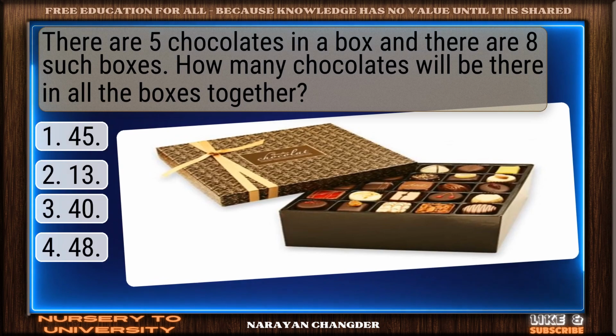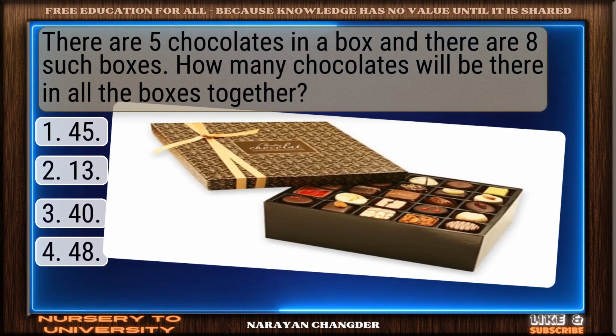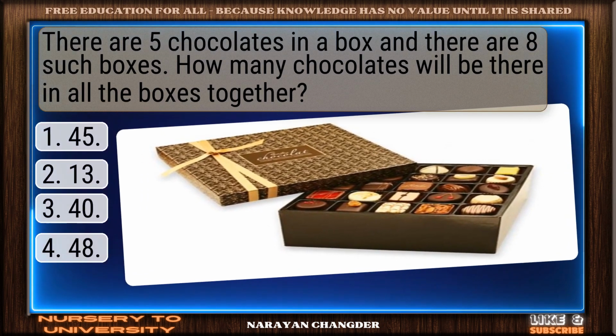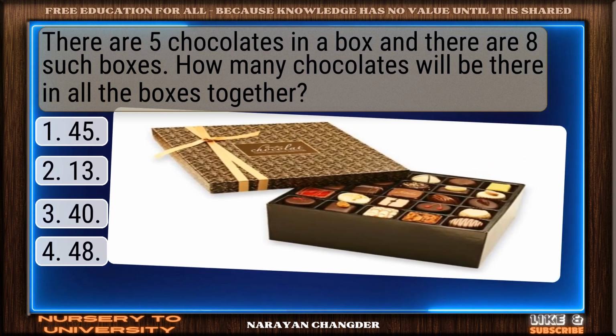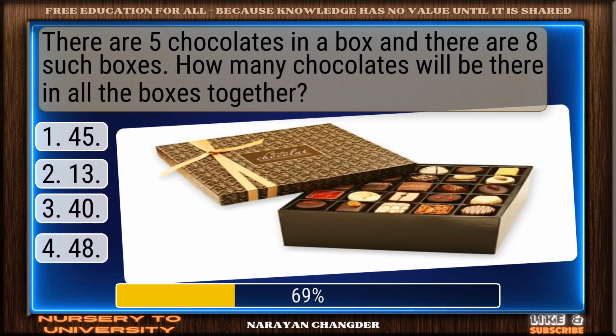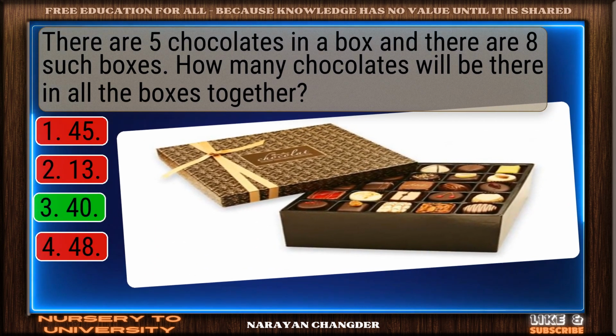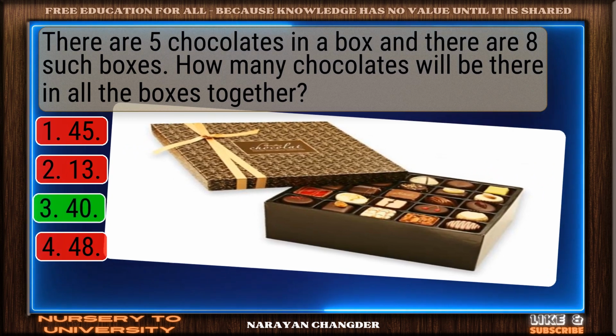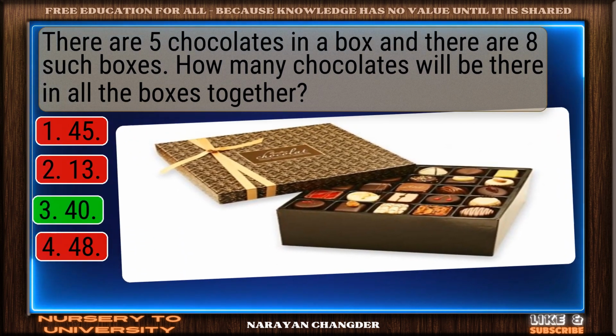There are 5 chocolates in a box, and there are 8 such boxes. How many chocolates will be there in all the boxes together? Clear logic. Your choice 40 is sound and 100% true.